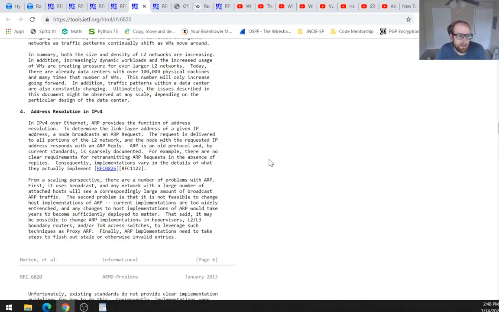In addition, increasingly dynamic workloads and the increased usage of VMs are creating pressure for ever larger L2 networks. Today, there are already data centers with over 100,000 physical machines and many times that number of VMs. This number will only increase going forward. In addition, traffic patterns within a data center are also constantly changing. Ultimately, the issues described in this document might be observed at any scale depending on the particular design of the data center.